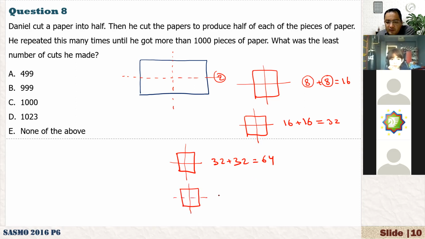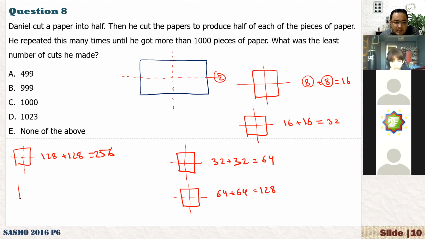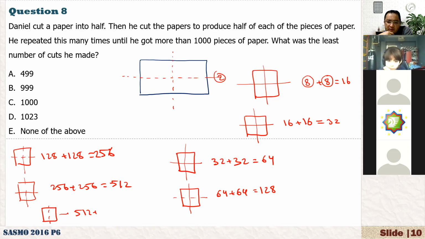Cut again, it is 64 plus 64. Now I have 128 pieces. And I will continue doing this. 128 plus 128 is 256. Again, stack them together and cut like this. That is 256 plus 256, equal to 512. And the last one, I just cut from here. It is 512 plus 512. Wait, let me count. Sorry.